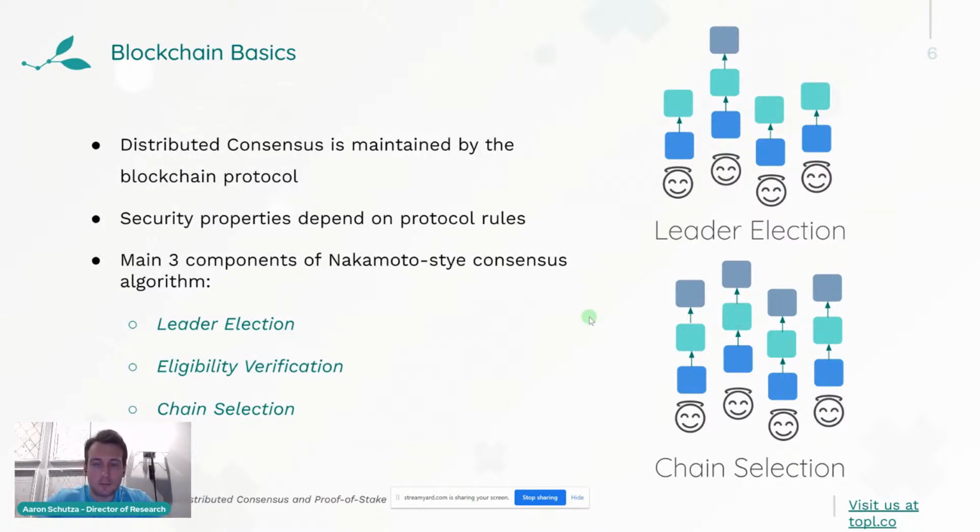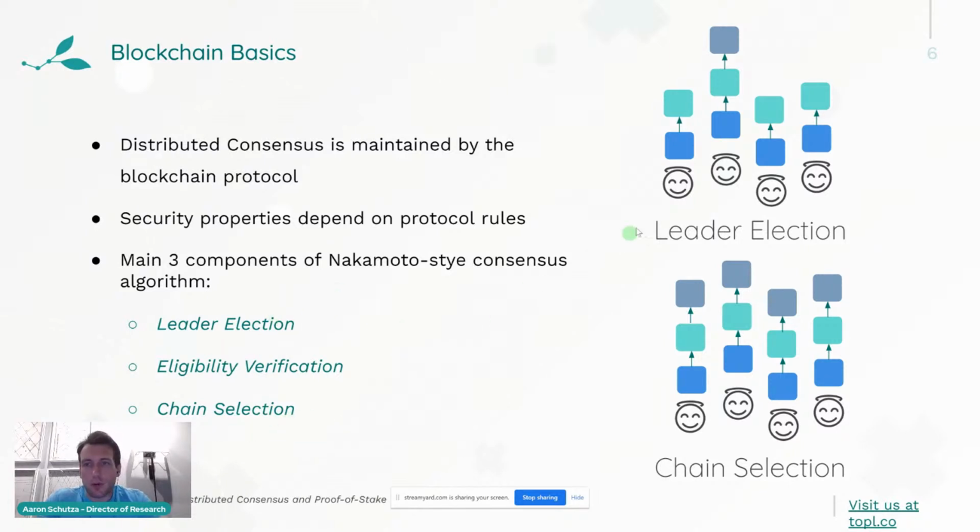And as we look in the more general sense, these distributed consensus protocols are being maintained by this blockchain protocol. The security properties depend on the protocol rules, and we have to be able to make predictions about the protocol rules to be able to assess the security properties. So those three main components that we're concerned with in this style of Nakamoto consensus are the leader election process, eligibility verification, and chain selection.